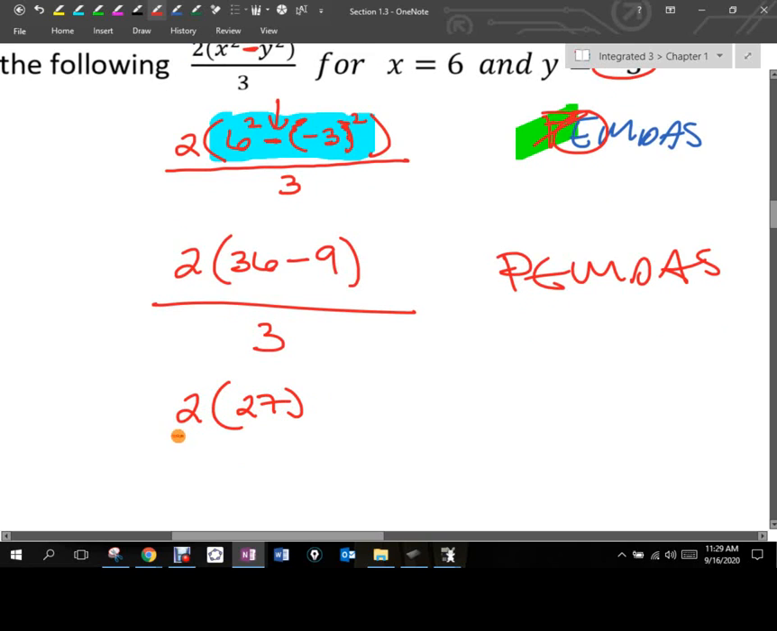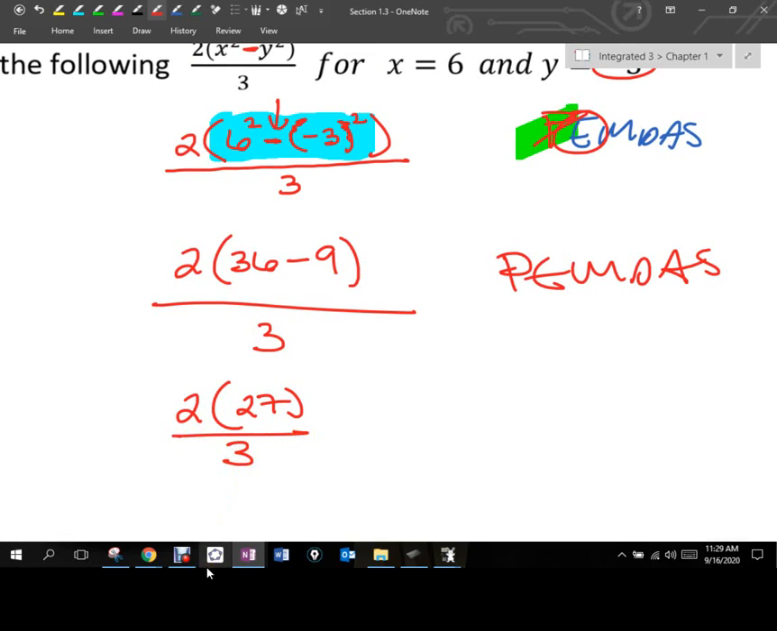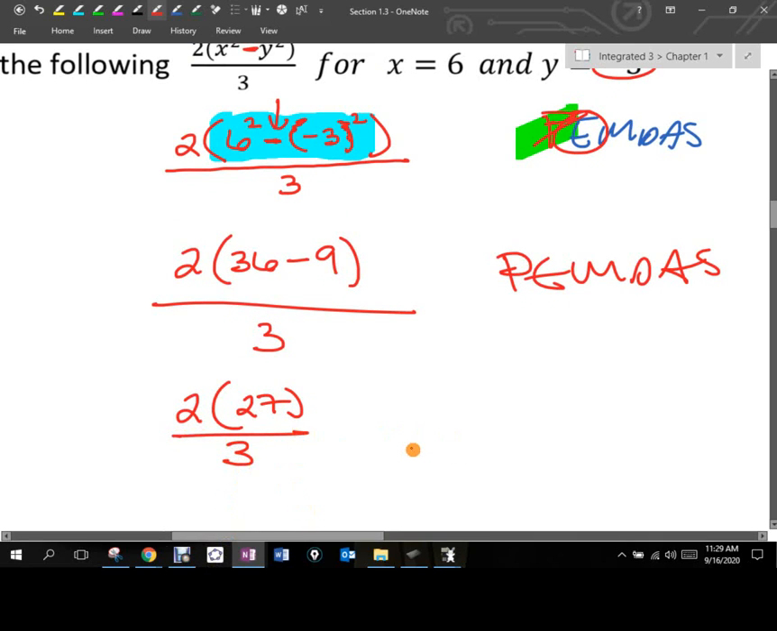27. And then divide by 3. Okay. So now I'm going to go parentheses, exponents, multiply, divide, add, subtract. Okay.